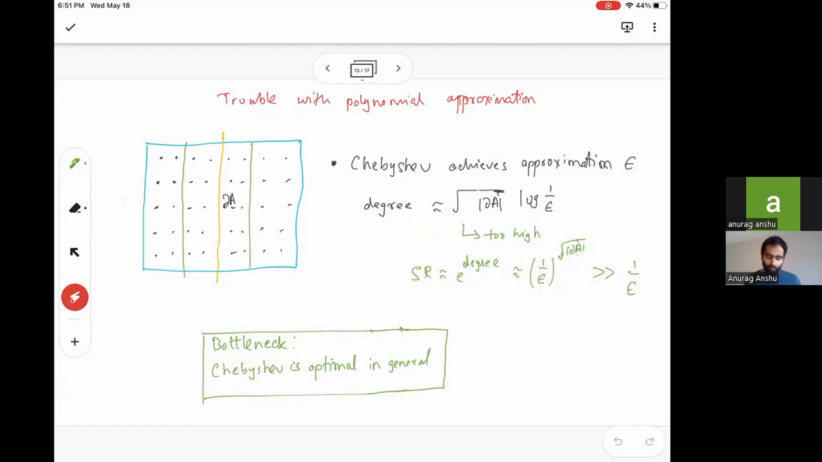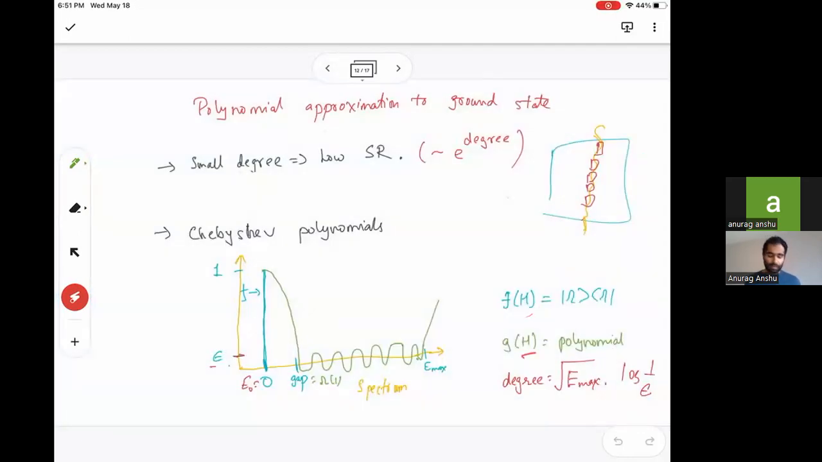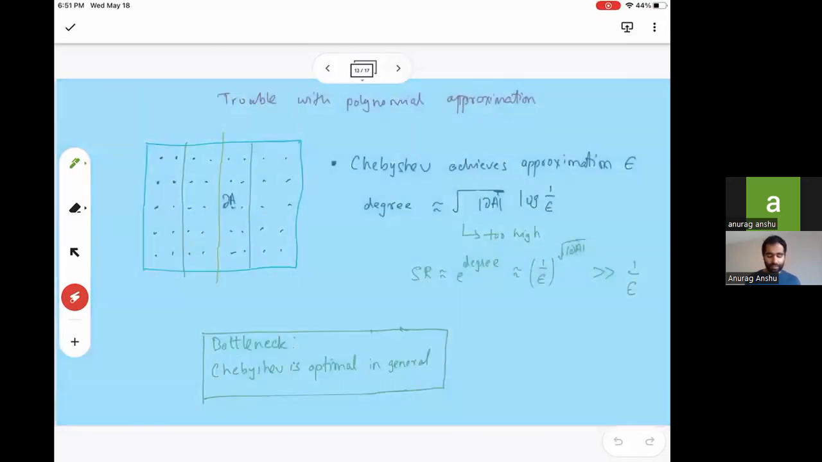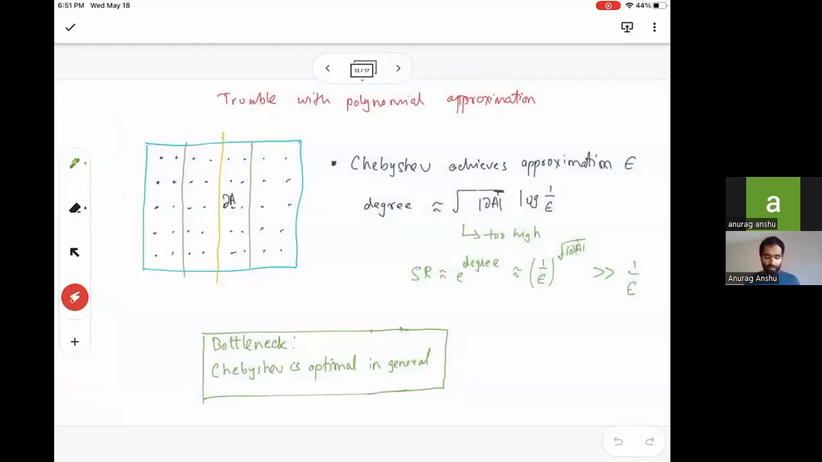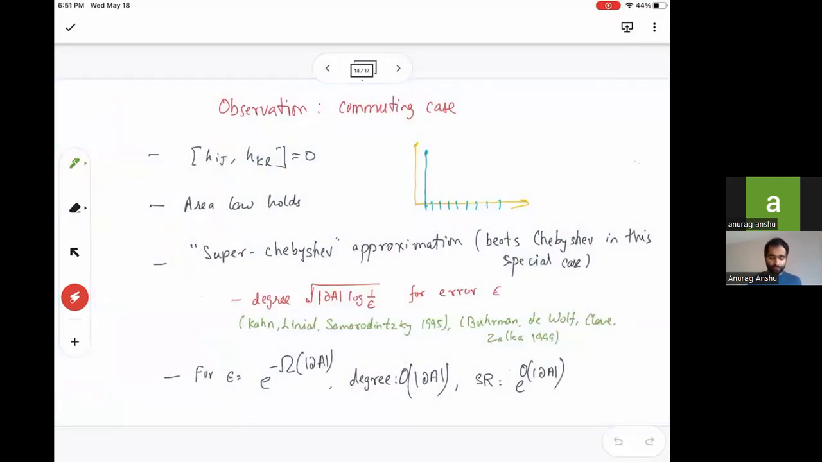So the key bottleneck is that the Chebyshev approximation is known to be the optimal approximation to the ground state. So there really seems to be no way of moving forward, and it seems that the polynomial approximation approach is not the right one for proving 2D area law. But our starting point is the observation that if we look at what is known as a commuting Hamiltonian, which is sort of a classical-like Hamiltonian, then area law holds.